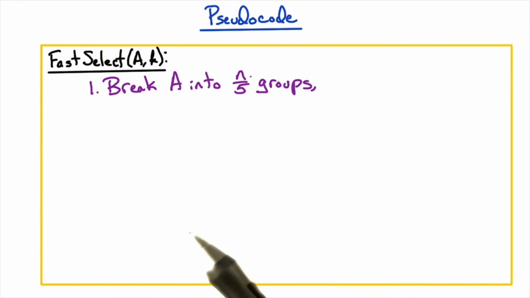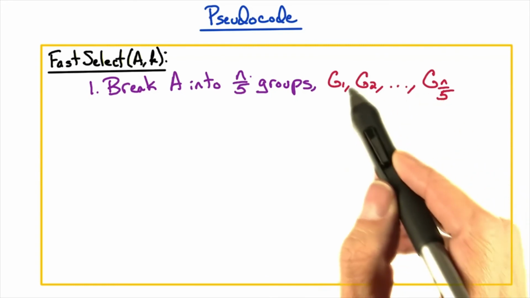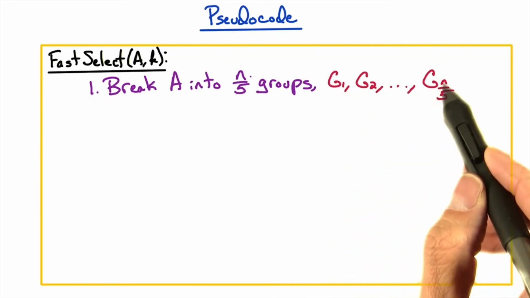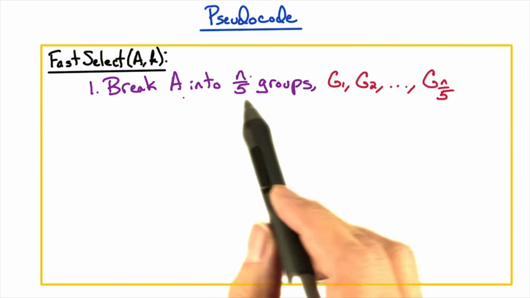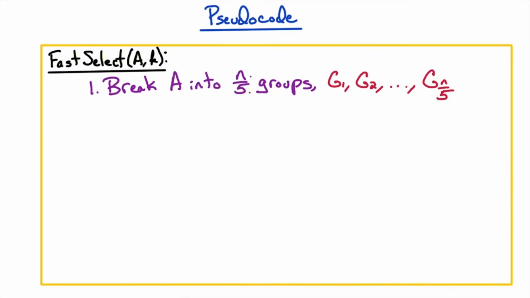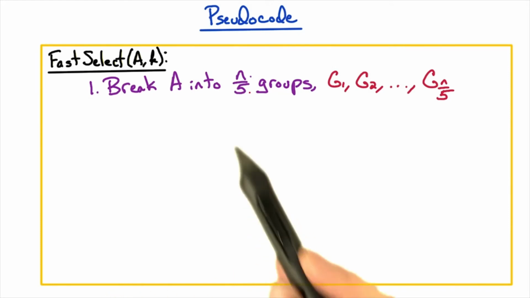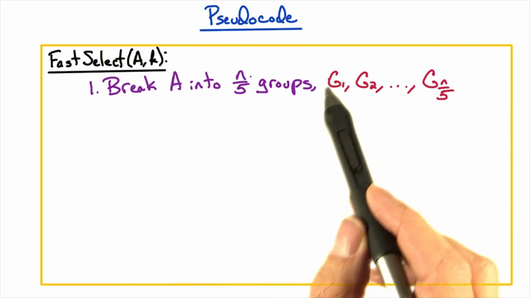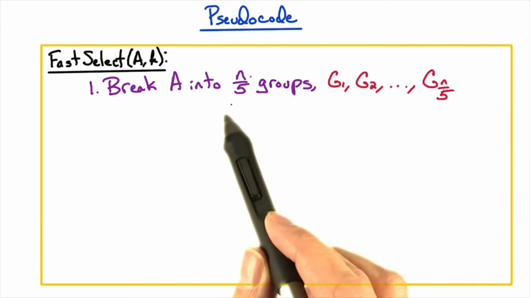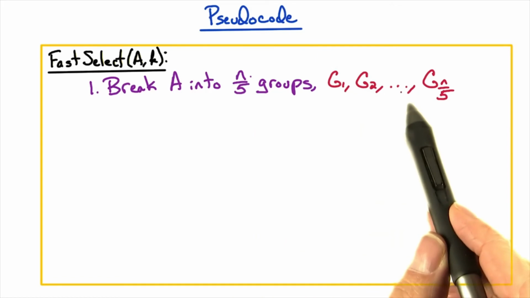But let's ignore floors and ceilings in this pseudocode. Let's denote these n over 5 groups as G1, G2, up to G_{n/5}. Now how exactly do we break A into these n over 5 groups? Well, we can do it in any arbitrary way we like. The easiest way is to take the first 5 elements of A and put those into group G1, take the next 5 elements of A and put those in group G2, and so on.